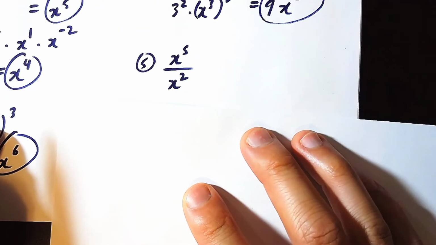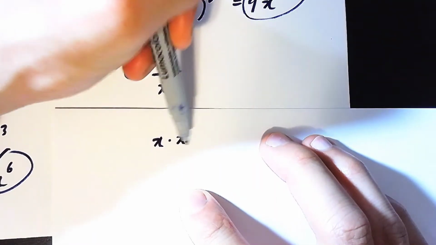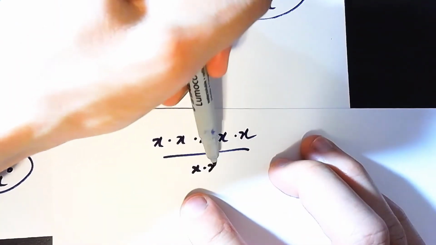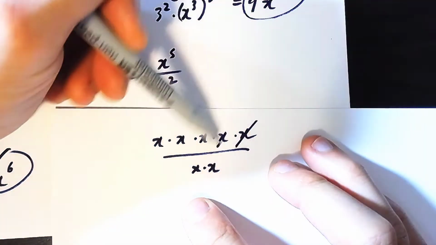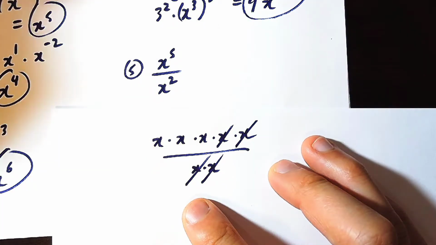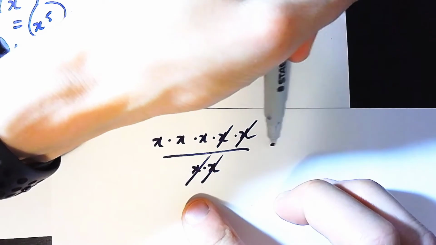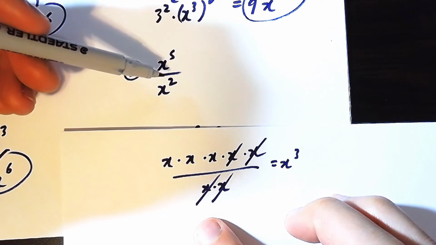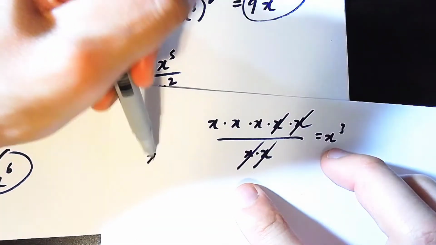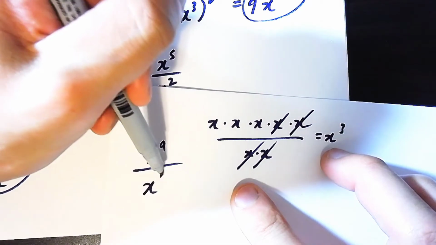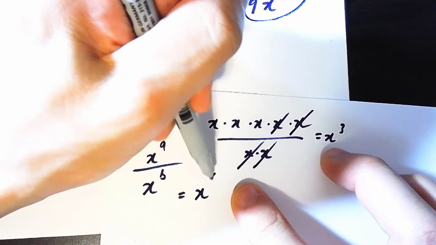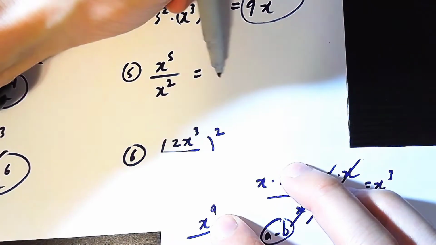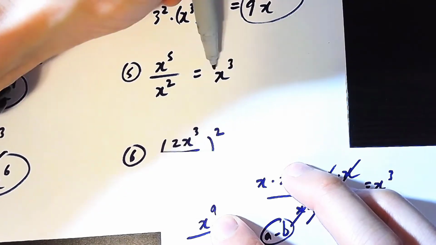Now let's look at this example number 5. There are 5 x's, x to the 5. And we're dividing by x squared, which means there's x times x. We learned that when we're doing division, we can cancel the numerator and denominator, which leaves 3 x's, which would be x cubed. So in general, we subtract the exponents when you have the same base. x to the a divided by x to the b is equal to x to the a minus b. This is the new exponent. So what we have here is x to the 5 minus 2, which is 3.